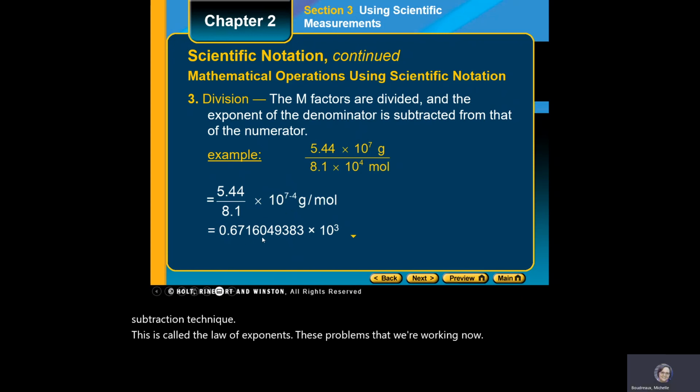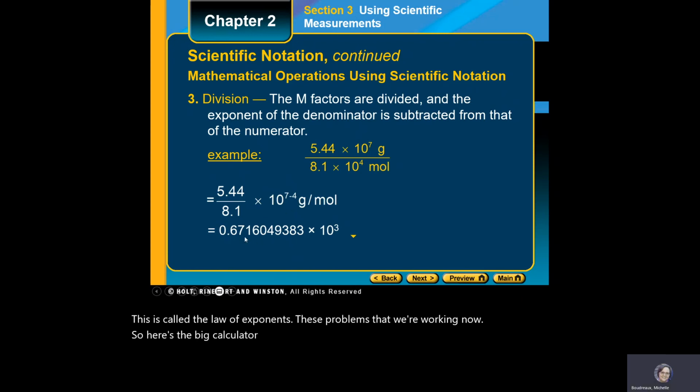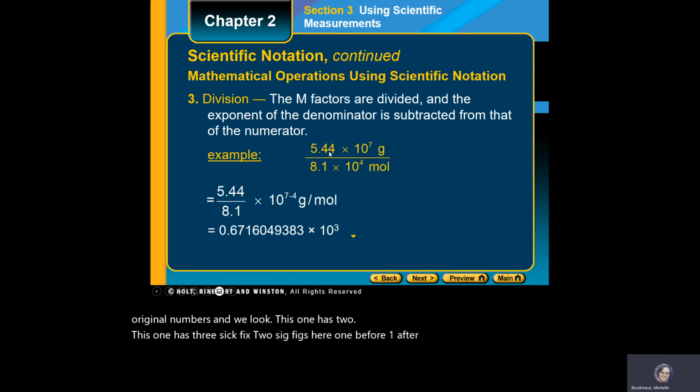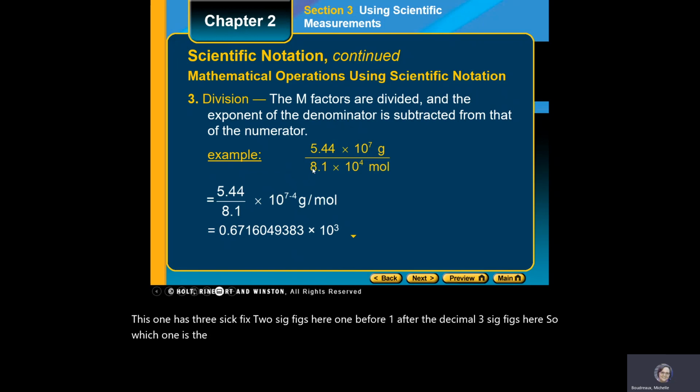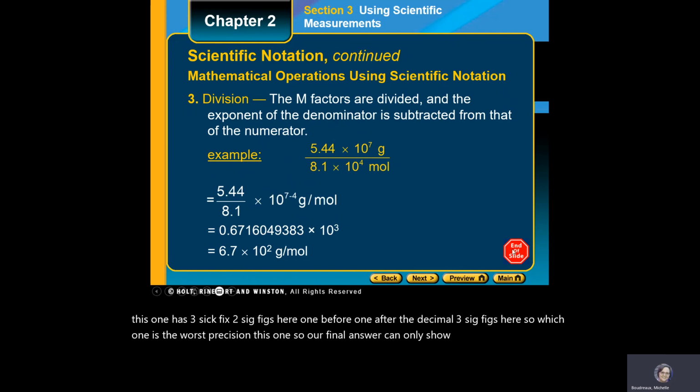So here's the big calculator answer that it spit out. 1, 2, 3, 4, 5, 6, 10 decimal places times 10 cubed. Well, there's no way we can say that our answer had this much accuracy. So we go back to our original numbers and we look. This one has 2, this one has 3 sig figs. 2 sig figs here, one before, one after the decimal, 3 sig figs here. So which one is the worst precision? This one. So our final answer can only show 2 significant figures.